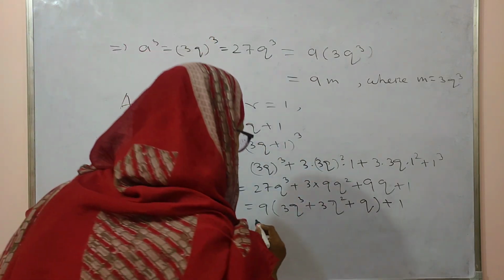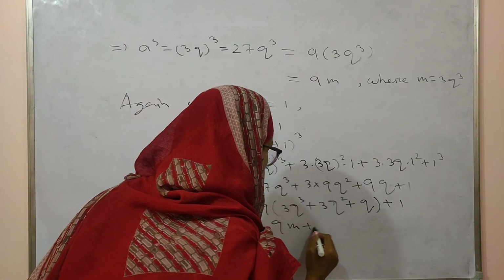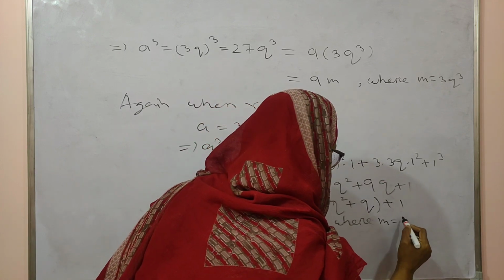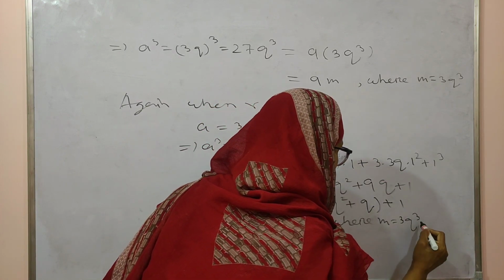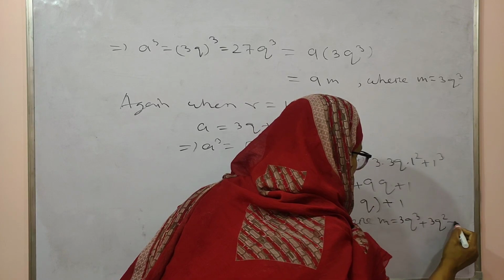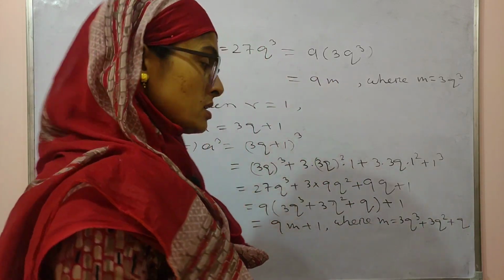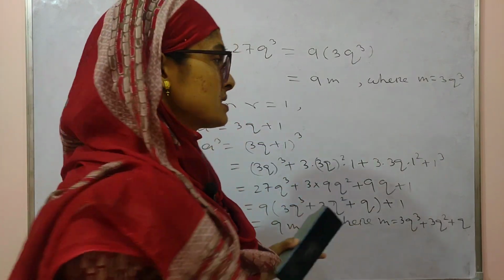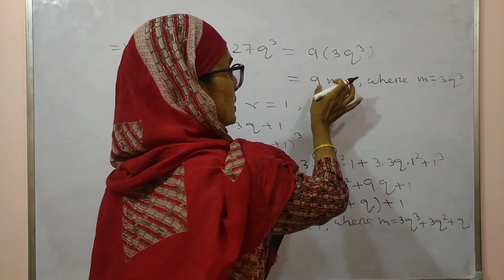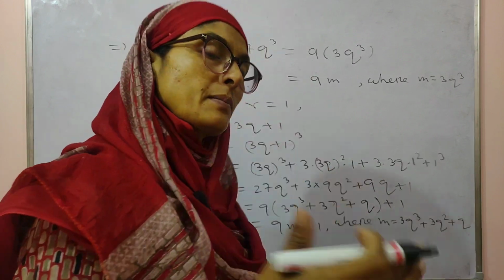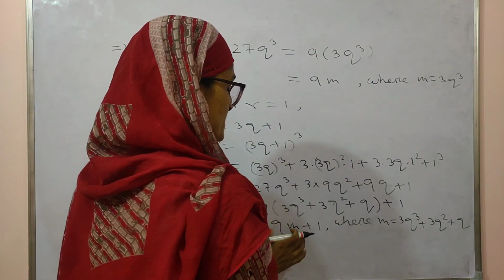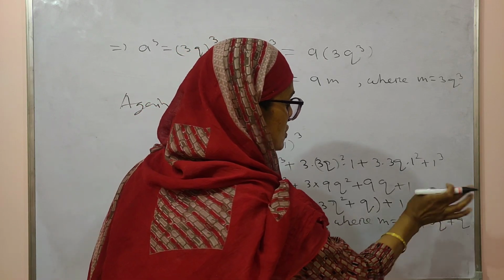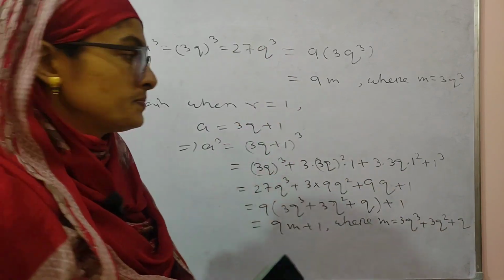So write down 9m plus 1 where m equal to 3q cube plus 3q square plus q. This m and the earlier m are totally different. You just have to write the form of 9m or 9m plus 1. So I have just written this one, m equal to 3q cube plus 3q square plus q.